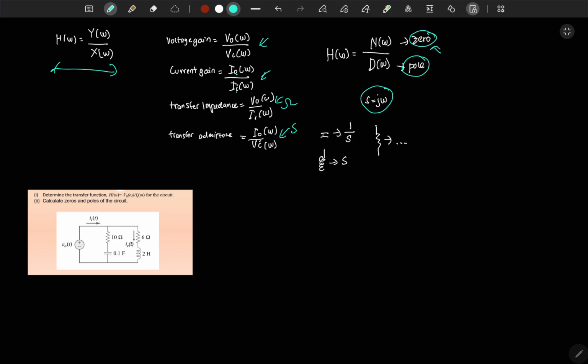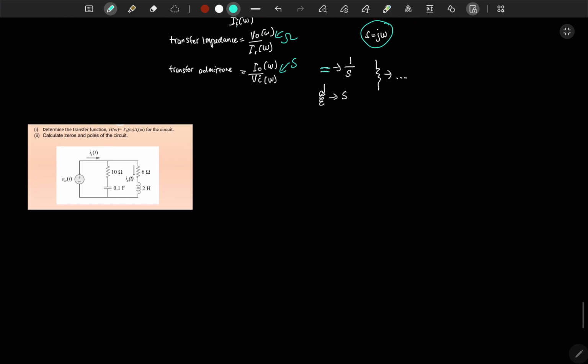Now we have the capacitor. For a capacitor it becomes 1 over s times C, so if it's 2 farad, it would become 1 per 2s. Then we have our inductor. It's just s times L, meaning if it's 3 henry it will become 3s. Then we have our resistor. If it's 2 ohm, it will just become 2.